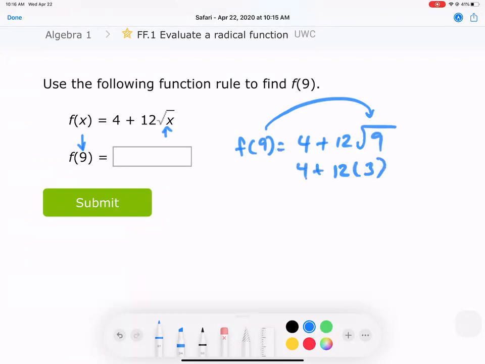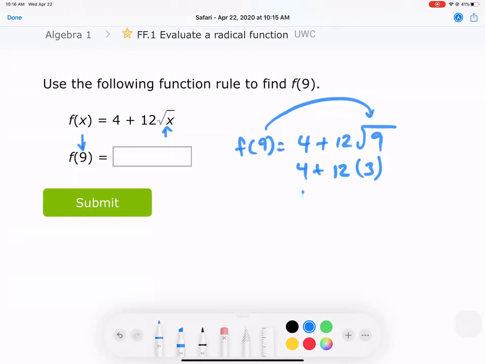So why do I need the parentheses? Because if I write it with no parentheses, it looks like 123 rather than 12 times 3. So we write the parentheses just in case I have to go back to look at it. We know there's a multiply there. We're multiplying 12 by the square root of 9, which turns out to be 3.